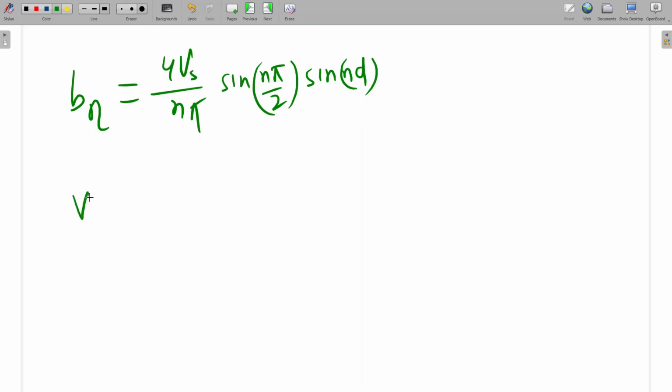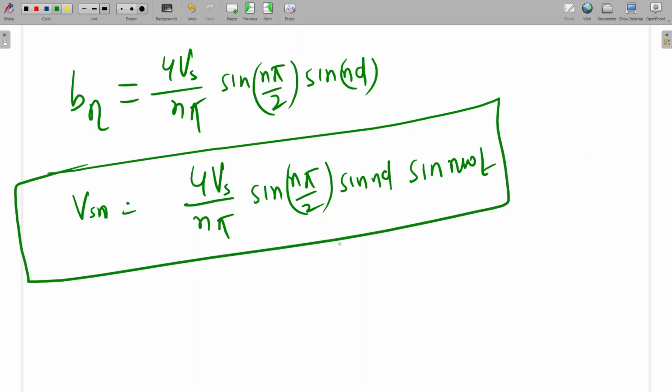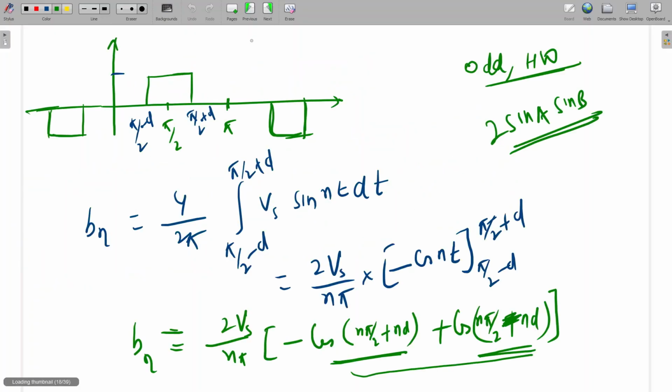So what will be Vs of n? The nth harmonic will be 4 Vs upon n pi sin n pi by 2 sin nd into sin n omega t. This will be the nth harmonic component. Is it clear? Yes, sir, it is the nth harmonic component of voltage, for this output voltage.